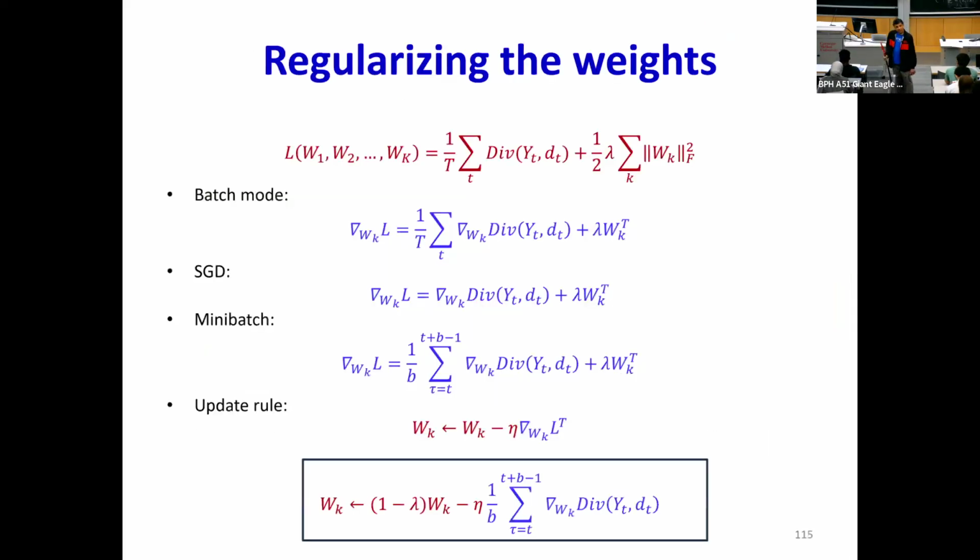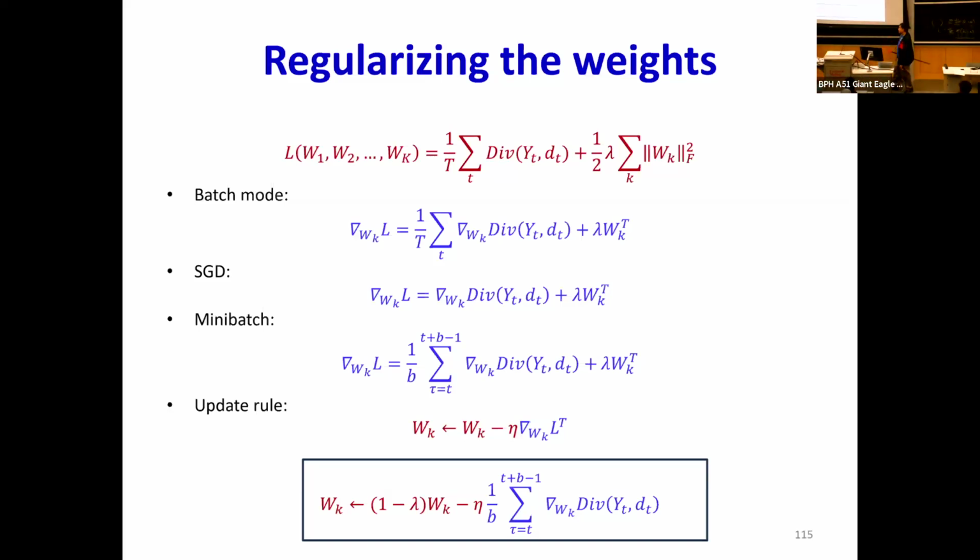How does it change our learning rules? This was the old loss. The new loss also has the second term. When I compute the derivative, it is the average derivative of the divergences plus, and now because I have half lambda times the squared norm of W, what is the derivative of the squared norm of W? It's just W itself. So it's lambda, and because I have a half, the 2 cancels out. You just get lambda times W.